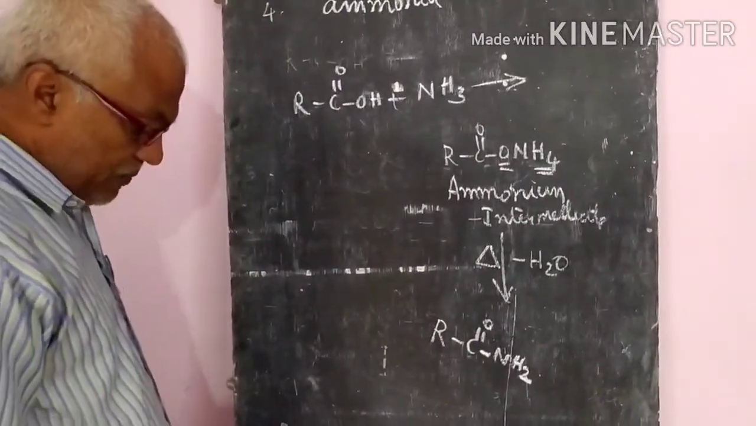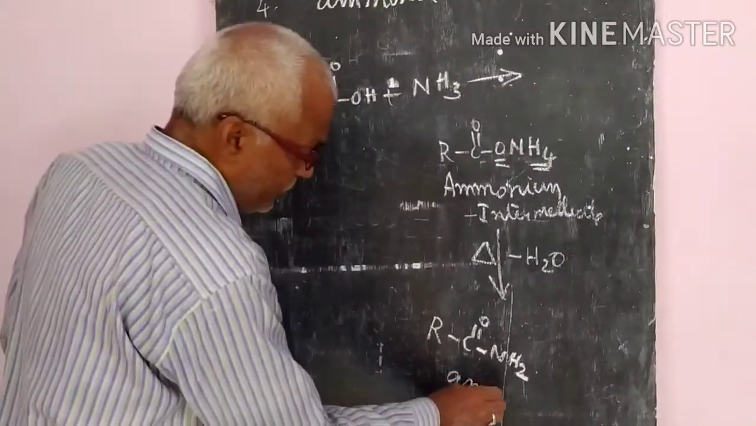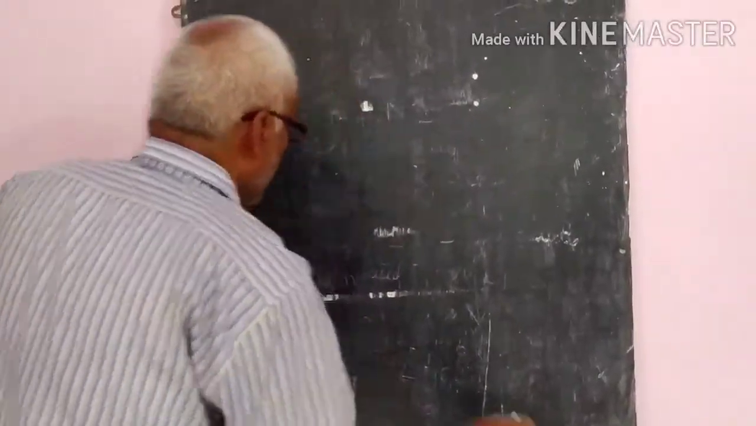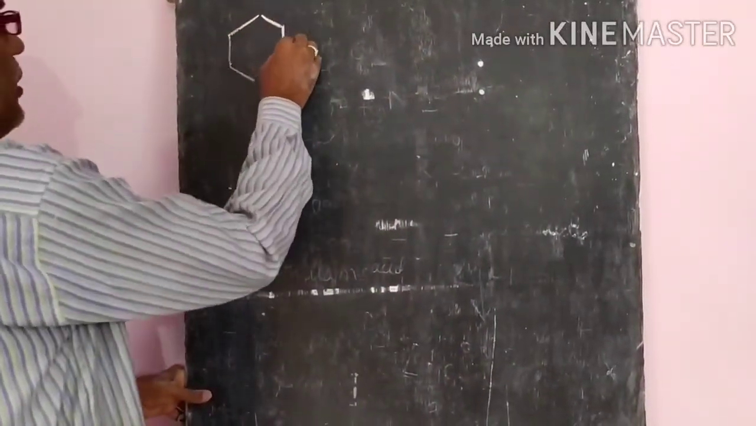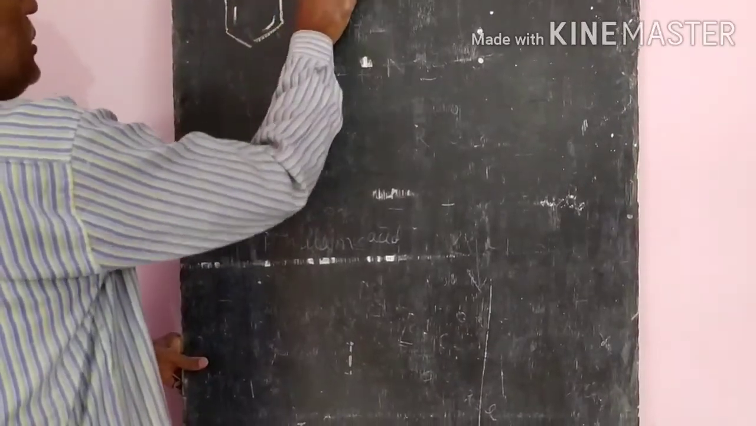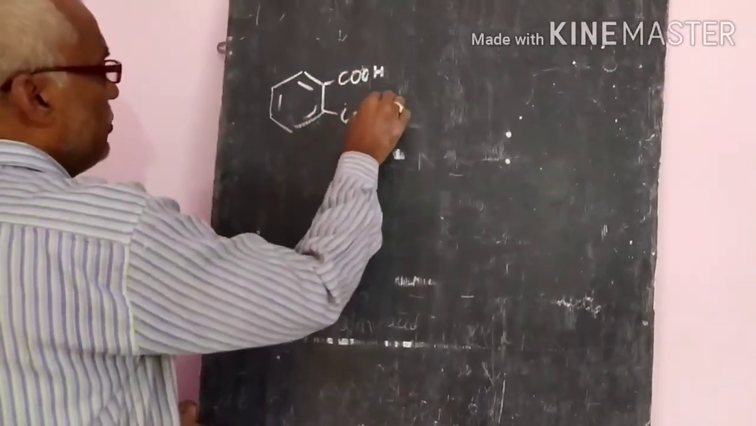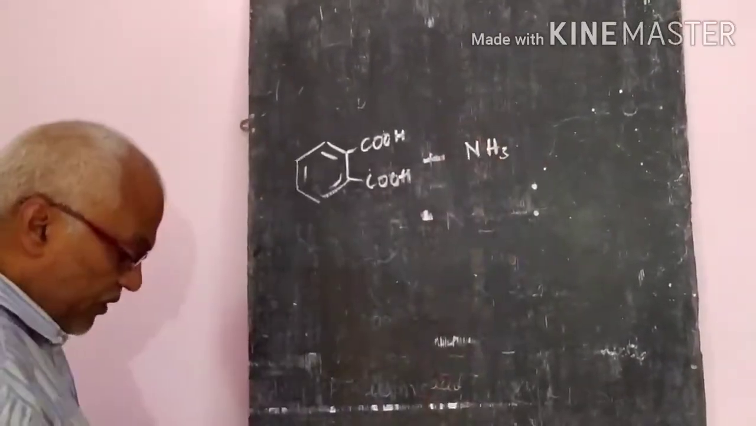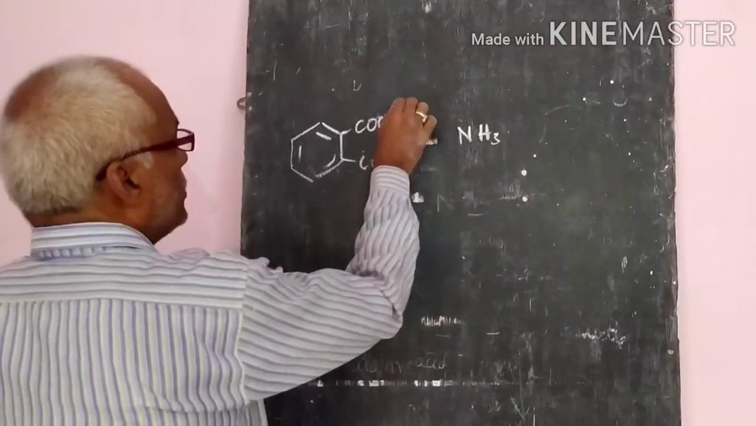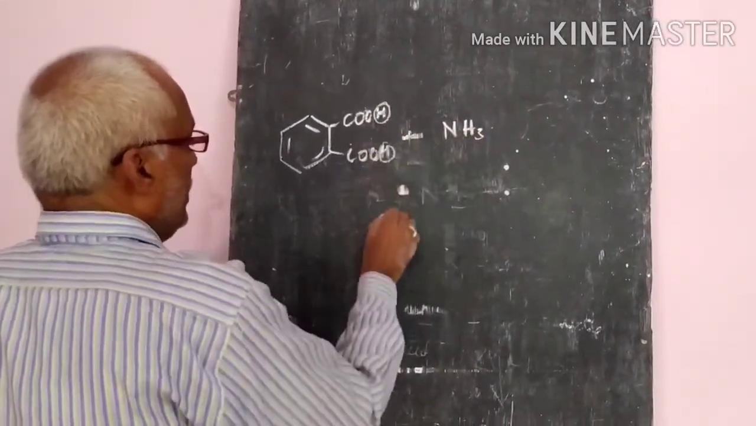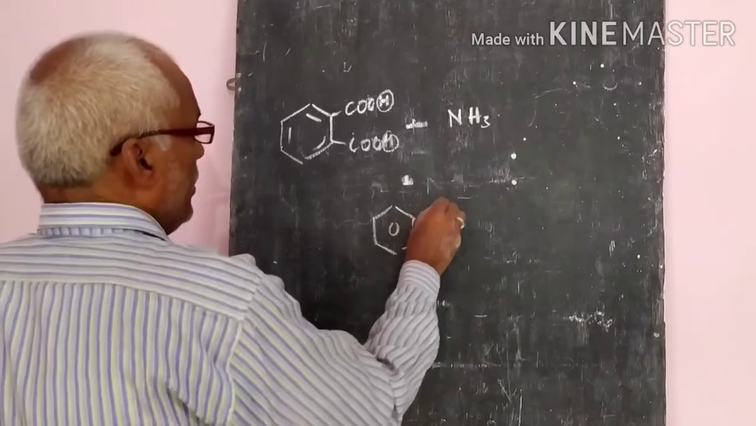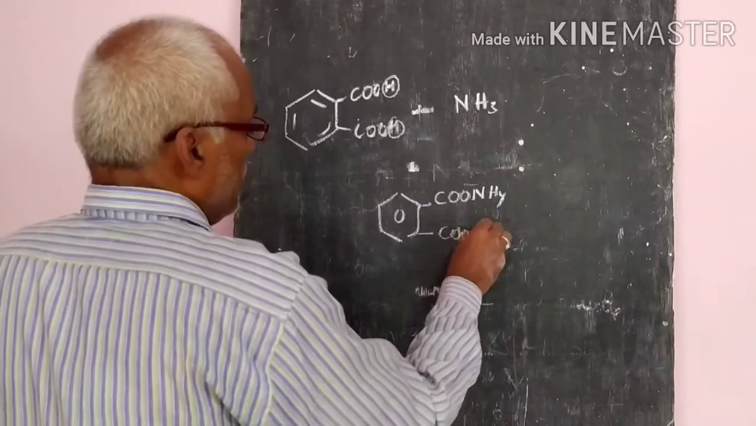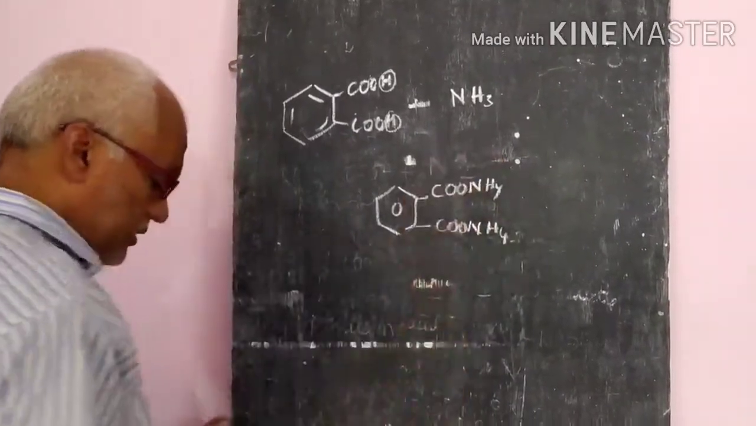That is an amide. Amide molecules will be formed, an alkyl amide. Now take a dicarboxylic acid, benzene dicarboxylic acid, with COOH, COOH. Treatment with ammonia, NH3. What will you get? Both hydrogens will be added to this and it forms COO NH4, COO NH4. That is the product you will get.